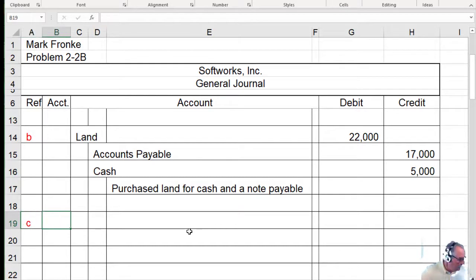So transaction C, which is the top of the next page, says the company purchased a portable building with $34,000 in cash and moved it onto the land acquired in B. So this is transaction C. We have now a debit to a building. That's an asset. And a credit to cash because we paid cash for the building and we spent $34,500.